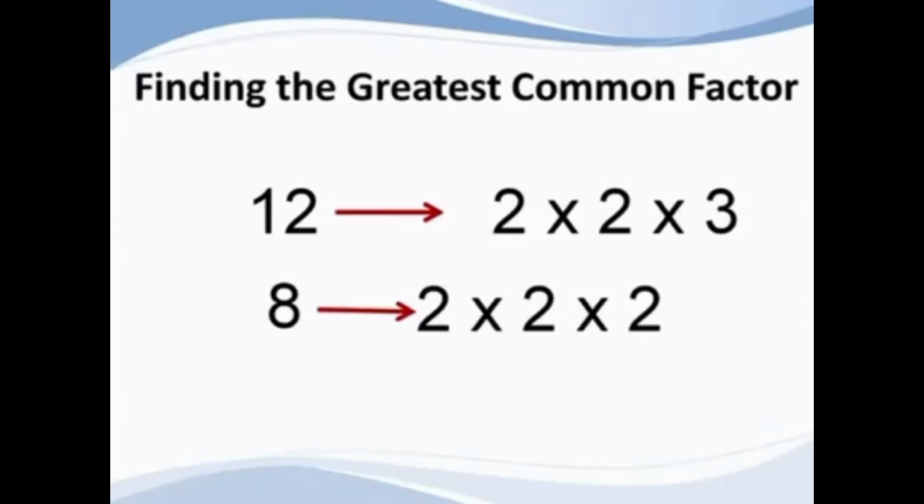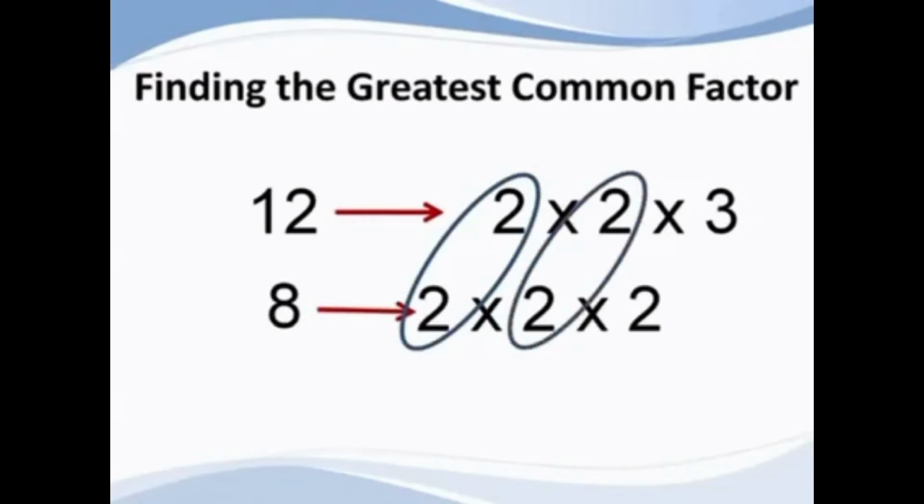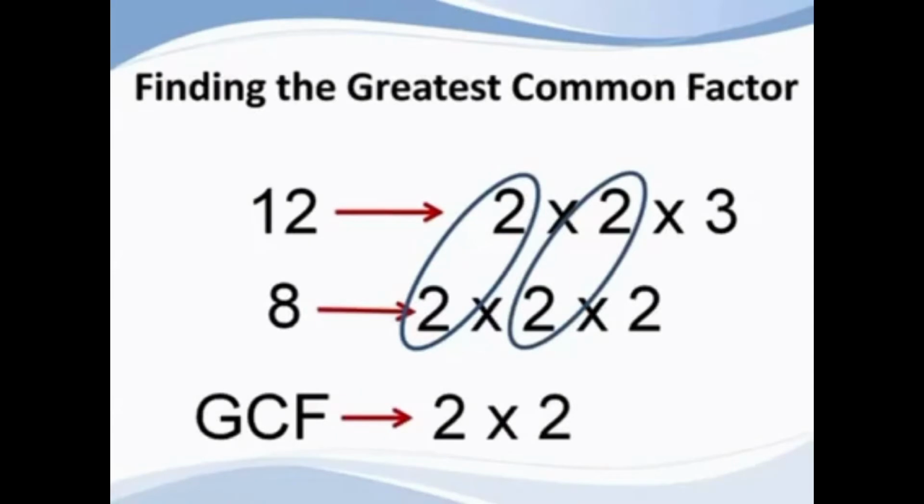By looking at the two lists of factors, we can see that both lists have a 2 in common. Therefore, we're going to circle those numbers. Again, there's another set of 2's in common, which are circled. The greatest common factor is the product of the numbers in common. In this case, 2 times 2, or 4.